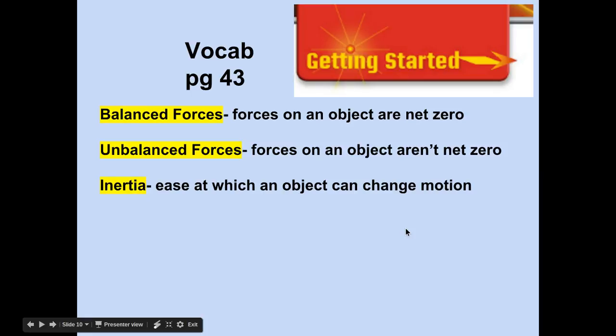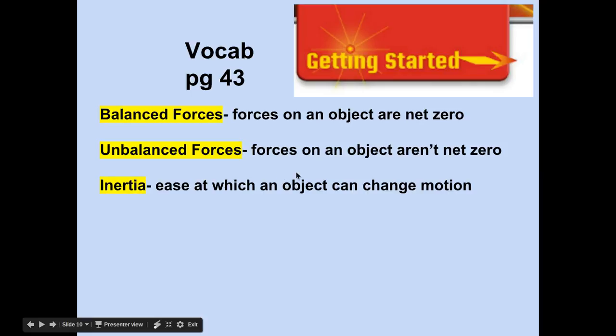That's where your vocab for lesson 4 goes. Balanced forces should be written down. Those are forces on an object that are net zero. Unbalanced forces are forces on an object that aren't net zero, and inertia is the ease at which an object can change motion. When you're talking about balanced forces, a lot of times there'll be 2 or 3, maybe even 4. As long as all the forces add up to be 0, the object doesn't move. The forces are said to be balanced.